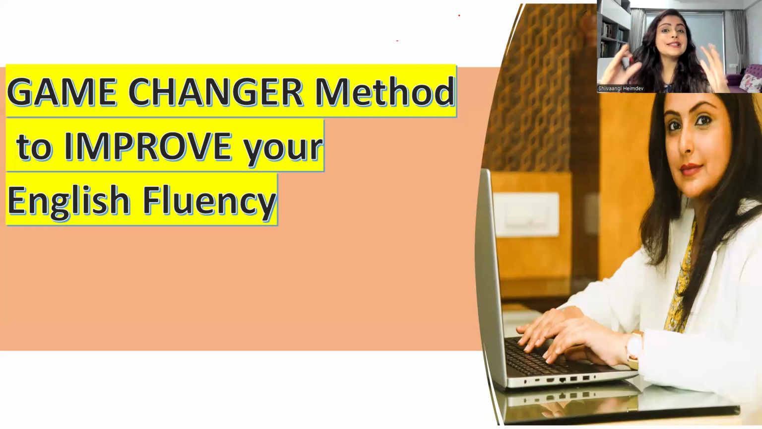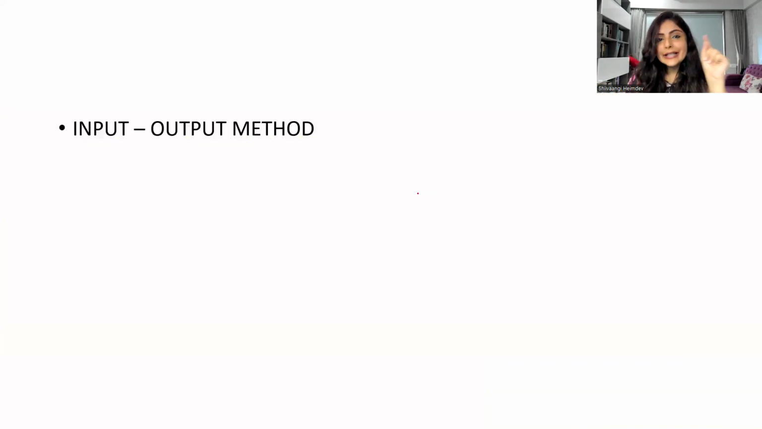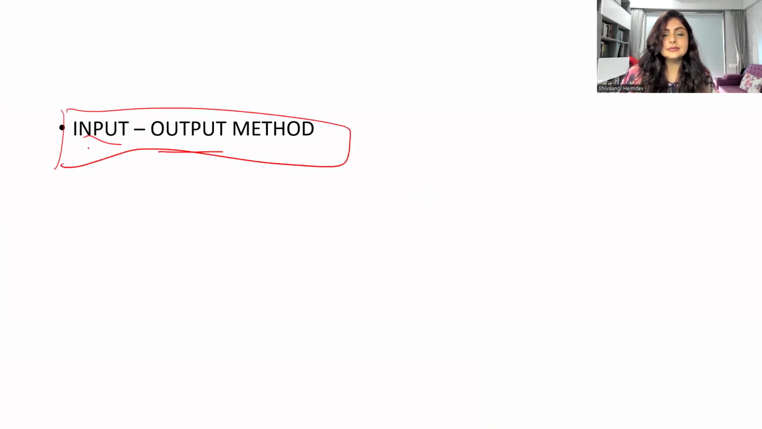So do you want to know what is that method that will actually change the game of your English, that will help you level up your English quotient, and that will bring fluency in your English also? You want to know that? Well, let's get started. The name of the method is input output method. Yes, input output method.